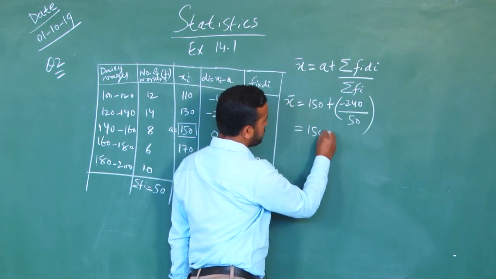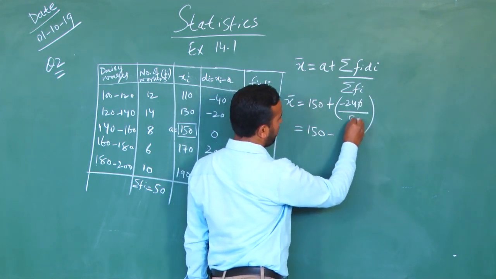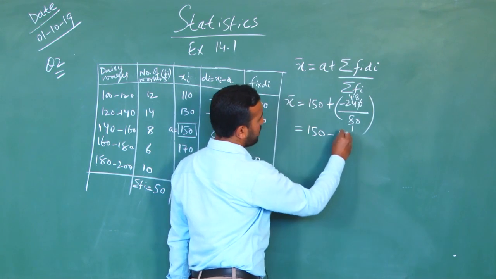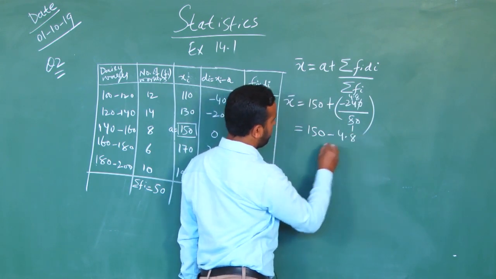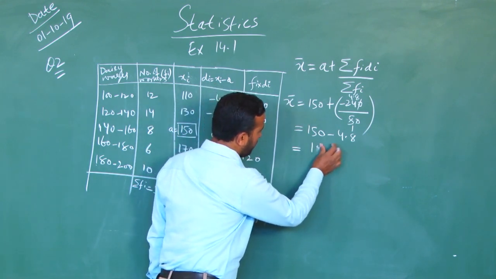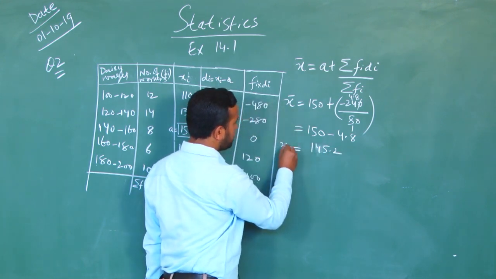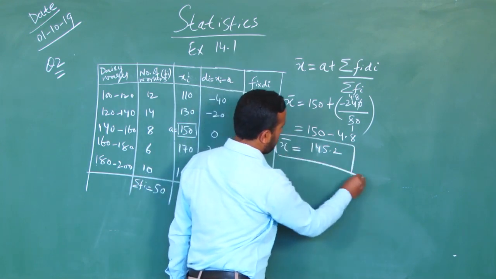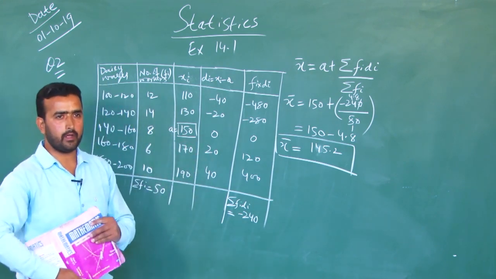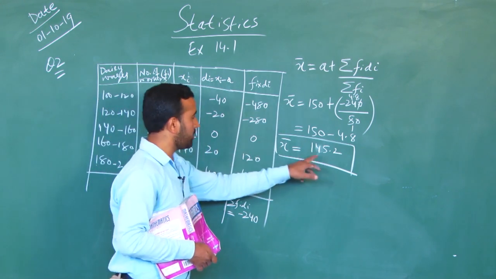A little bit of cancellation has to be done here: 0 and 0, then it will be negative, 5 ones, 5 fours, and then 5 eights. It will give us minus 4.8, and after subtracting these two values it will be equal to 145.2. And dear children, this is the mean of the given data. It is somewhere around the assumed mean that we had already selected, that is 150. The 150 is near about the value of 145.